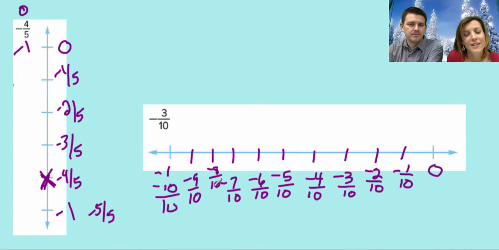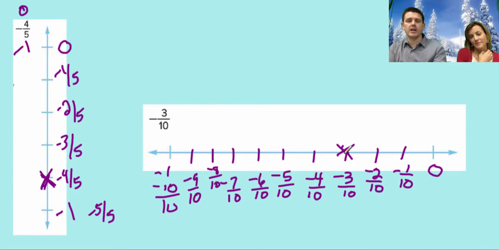That is much better. So negative 3/10 would fall towards the 0 on the number line. So that's how we plot our numbers on a number line.